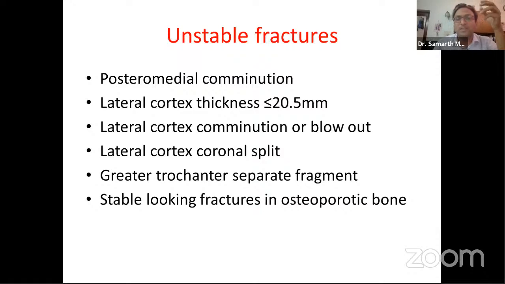So the unstable fracture patterns are the ones with posteromedial comminution, the ones that have lateral cortex thickness of less than 20.5 millimeters, which already have a lateral cortex blowout or comminution, or they have a coronal split of the lateral cortex, or when the GT is a separate fragment, or the stable looking fractures in very osteoporotic bone where you feel the DHS is going to pull out, or where during reaming with a triple reamer in the DHS, you're going to fracture the lateral wall. These are patients where you need to nail.